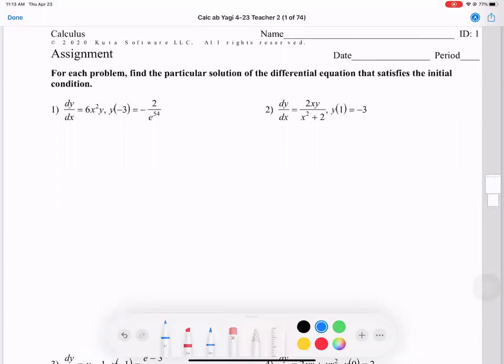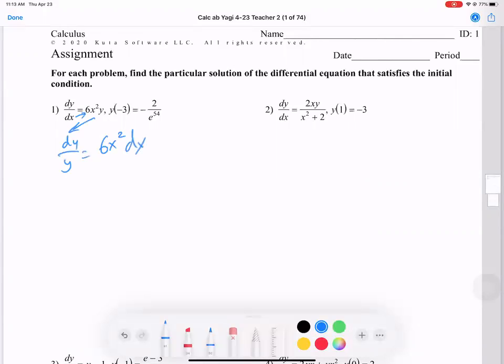Now, as you can tell, the x's and y's are on the same side. This might not always be the case, but this is the case here. So we want to separate our y's and our x's. This y has to go left, and this x has to go to the right. So dy over y is equal to 6x squared dx.